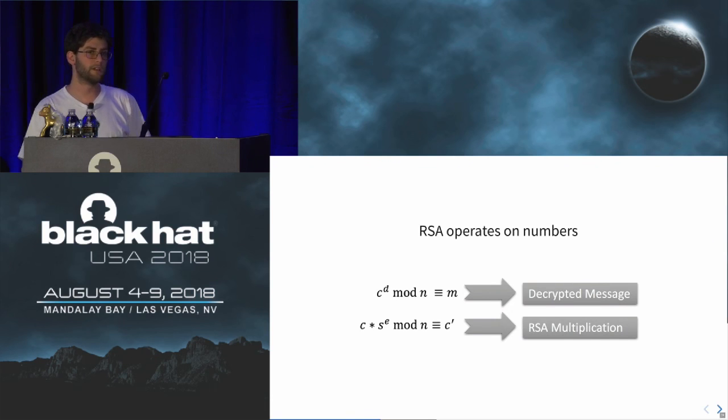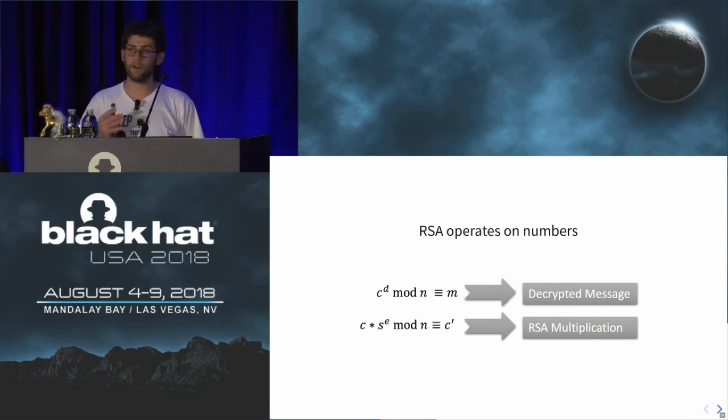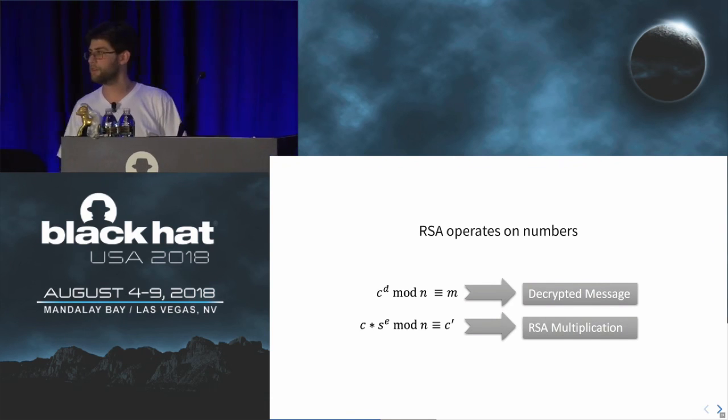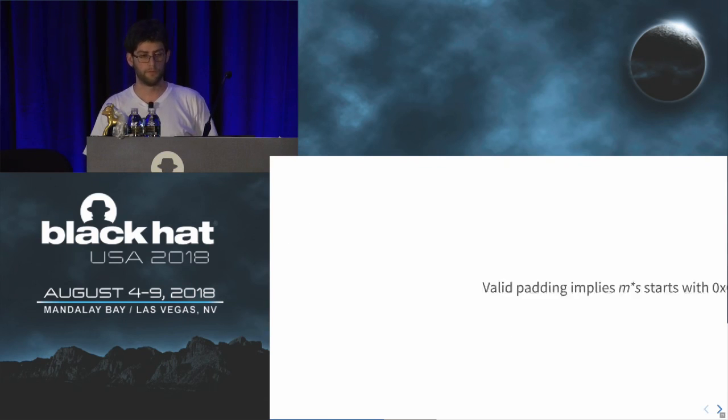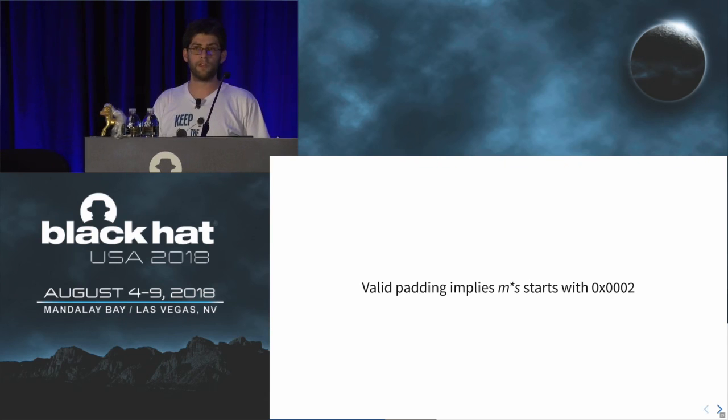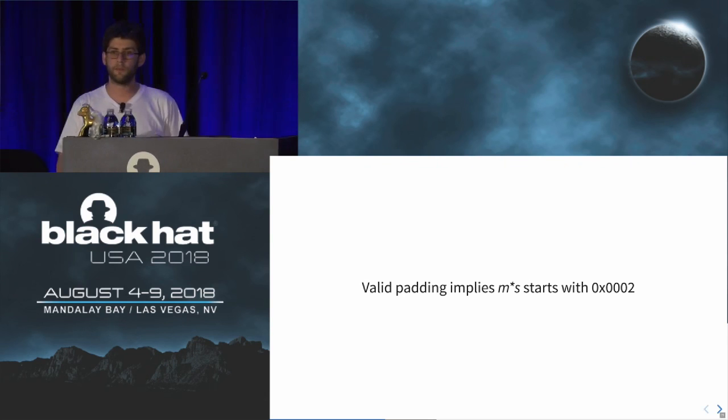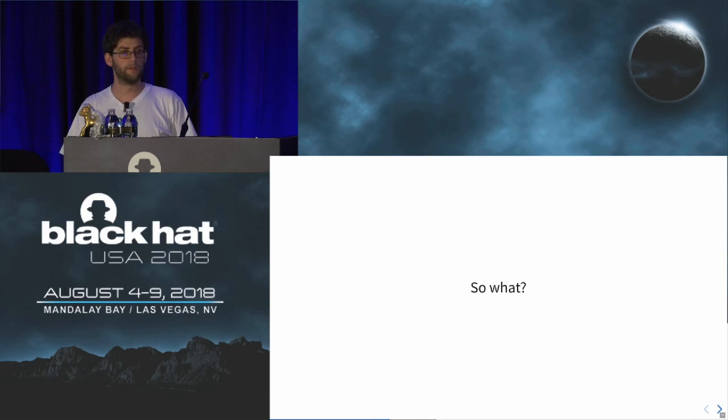And really at this point, it's important to reiterate that RSA is doing everything based on numbers. You're not talking about strings here. You're talking about messages and keys and modulo, and these are all just numbers. So what we can say then is that if we have some message times some chosen value, and that ends up starting with 0002, that we know something. But what exactly do we know? What's the importance of this?